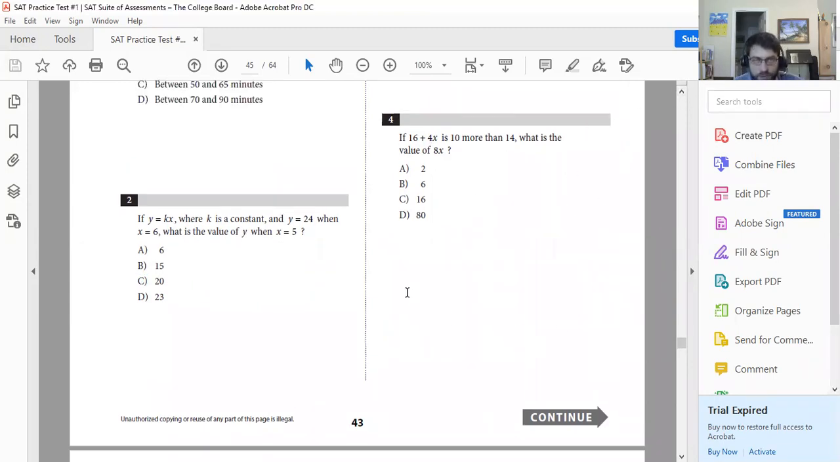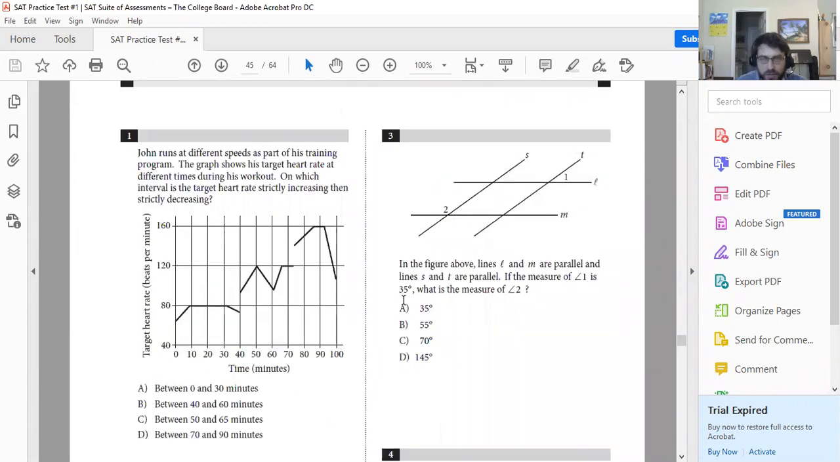Let's go back up to number 3. In the figure above, lines L and M are parallel, and S and T are parallel. The measure of angle 1 is 35. What is the measure of angle 2? Essentially because both lines are parallel, all our little angles are equal. This one's also 35, this is 35. And all our big angles will be equal. Our big angle we're going to find by solving, this is a straight line, so 180 minus 35 will be 145.